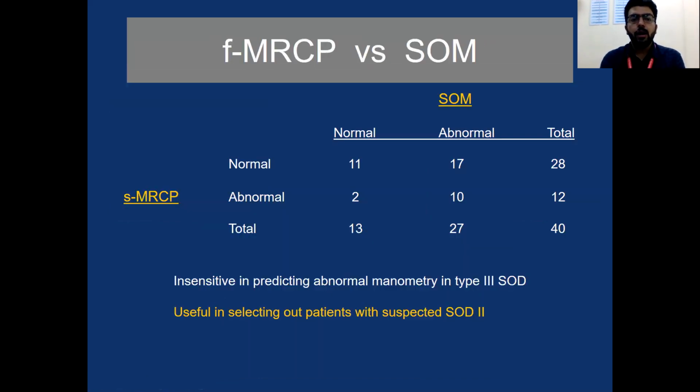So MRCP versus SOM: normal, abnormal, and total. Normal 11, abnormal 17, total 28. In SMRCP, abnormal would be 12, 2 in normal cases and 10 in abnormal cases, total 12. Total 40 cases, 27 SOM came out to be normal and 13 were abnormal.